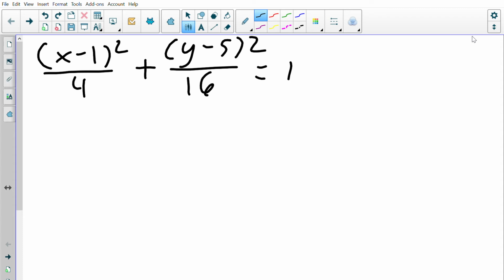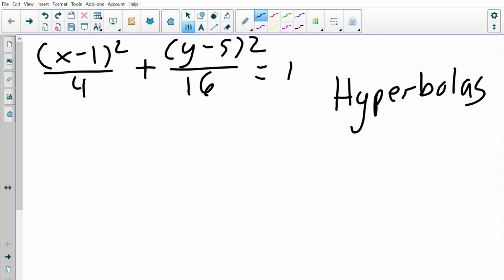Hey guys, we're going to talk about hyperbolas. Okay, so what I have here is an example of an ellipse.